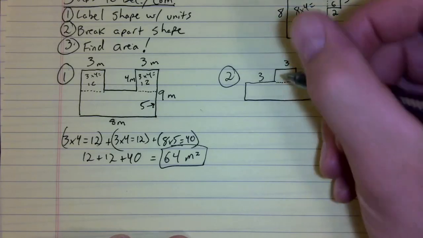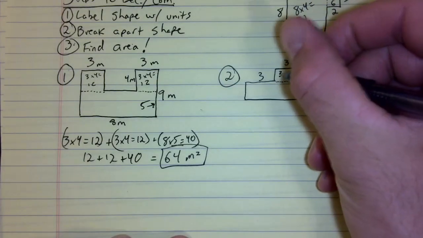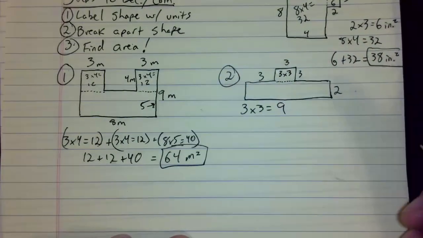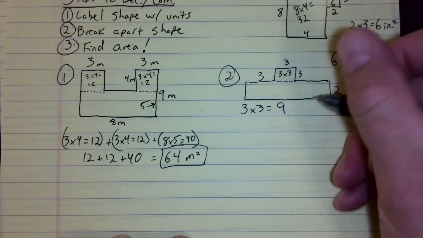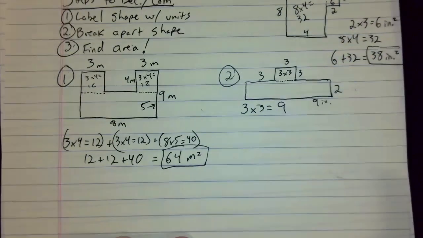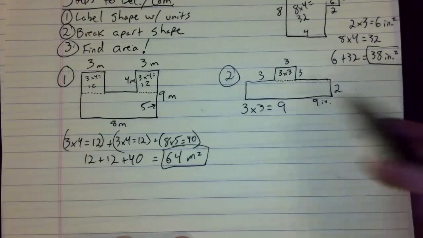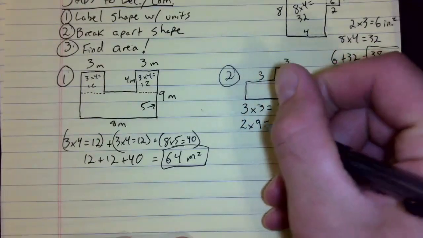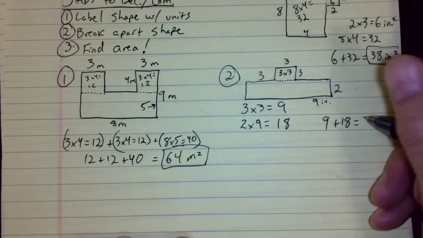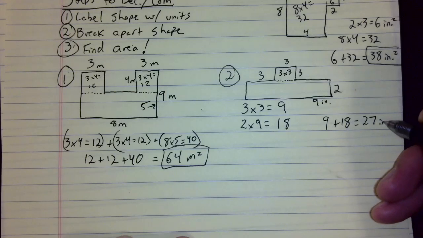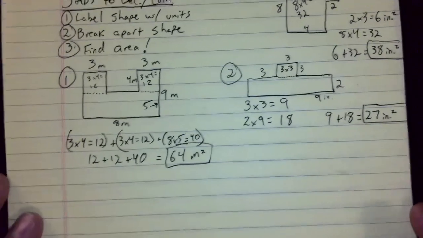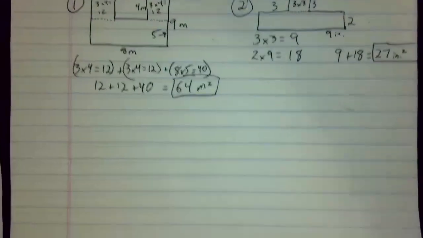There we go. We know 3 times 3, 3 times 3, that will give you 9. And then, of course, right here, this long side, this is going to be a 9. And this is all in inches. So we know 2 times 9, that gives you 18. So 9 plus 18 gives you 27 inches squared. 27 inches squared is your answer. That's it. Let's see another one.